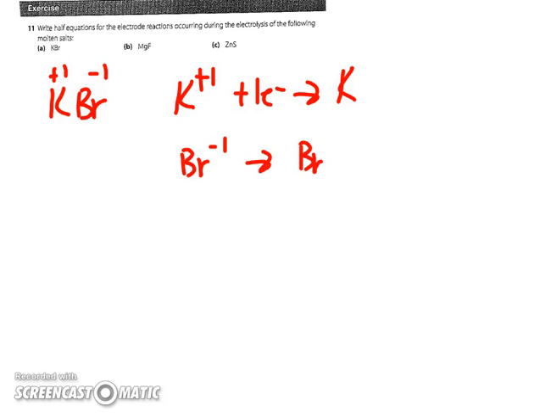So K+ is going to tend to pick up that electron and become K solid, because that's what you're trying to do, is get the metal out. Whereas the Br- is going to lose the electron to become Br gas. And to balance this, I actually need 2 Br and 2 electrons. So then this would become 2, 2, and 2 up above. So then B, not very much different. You'll find that electrolysis is really pretty simple.